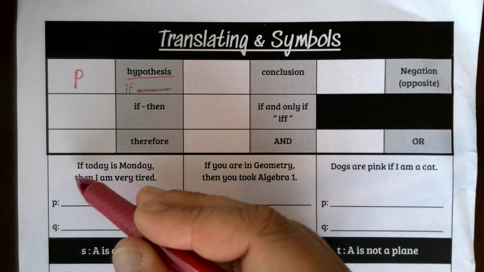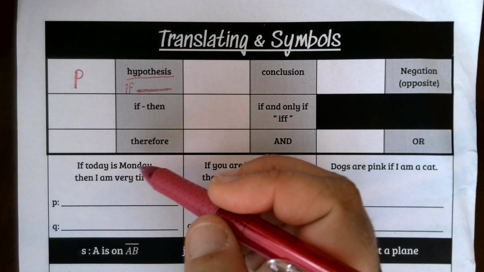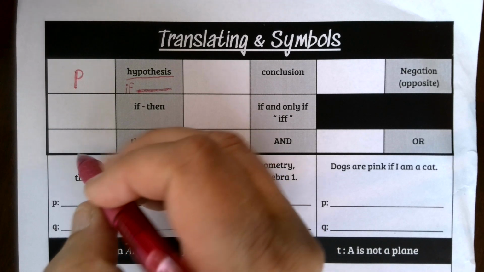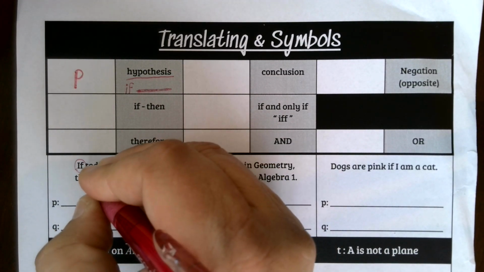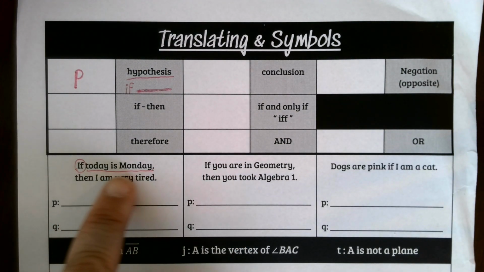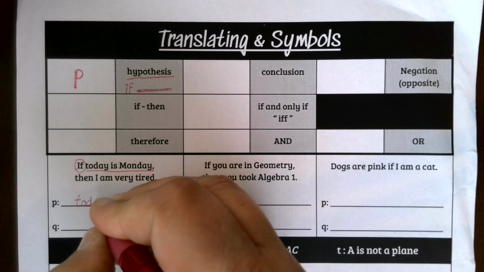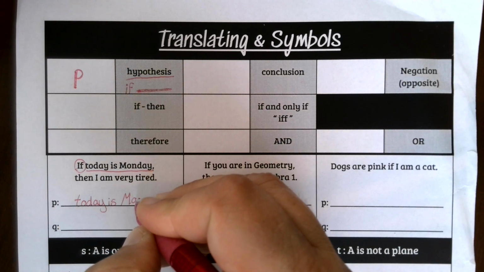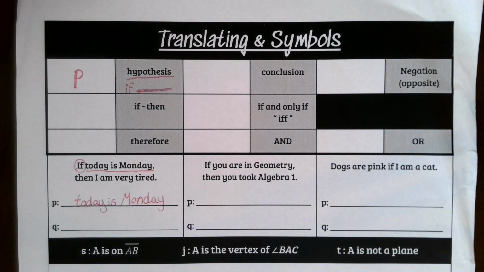So if I'm looking at the example right here, it's given a statement. It says, if today is Monday, then I'm very tired, okay? So the part that's after the if, I have an if, right? Anything that follows is going to be my P. So if today is Monday, right? P then refers to this entire idea that today is Monday. Now it may or may not be Monday. We're just saying that if today is Monday, okay?